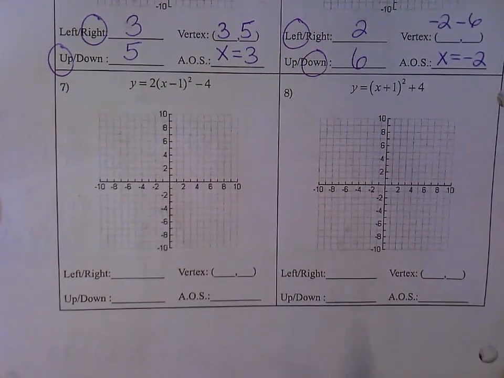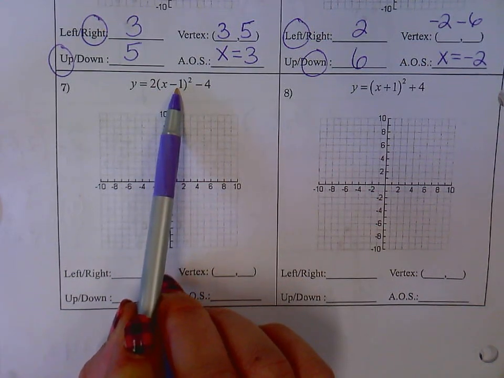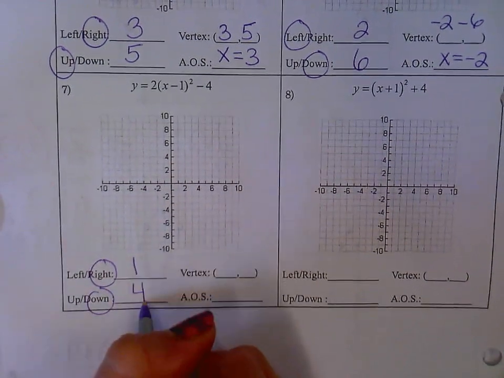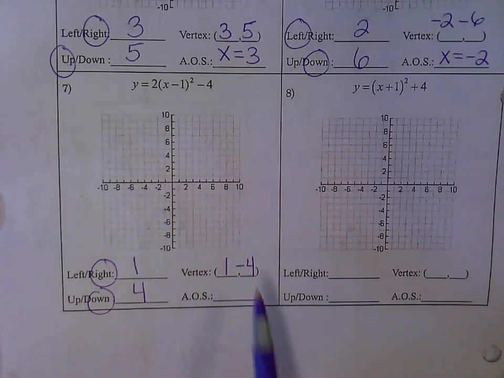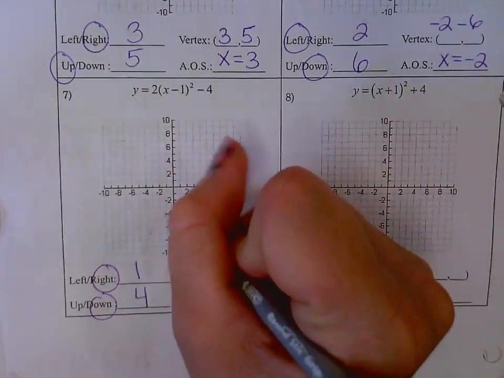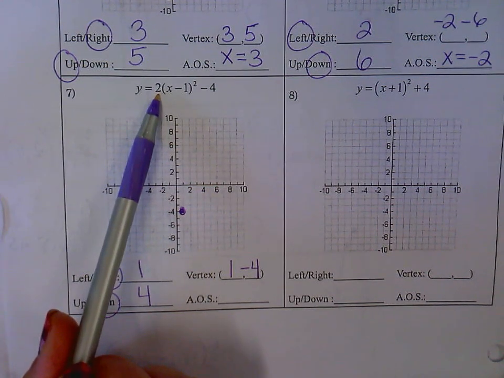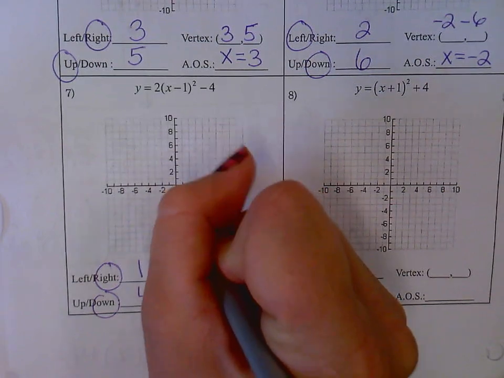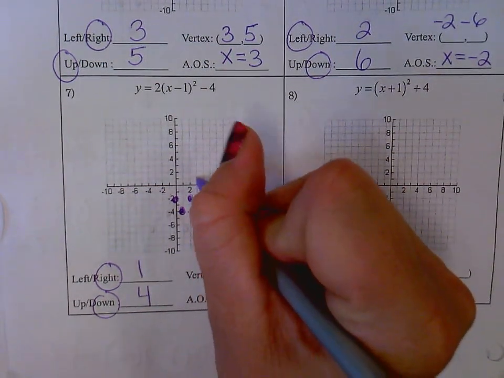On number 7, this one is to the right. So the x minus 1 squared moves right. So right 1 and down 4. So +1 but -4 would put you here. And then if it's stretching it times 2, your parent moves get doubled. So over 1 goes up 2, because it's usually 1, 1. And over 2 up 4 now goes over 2 and up 8.